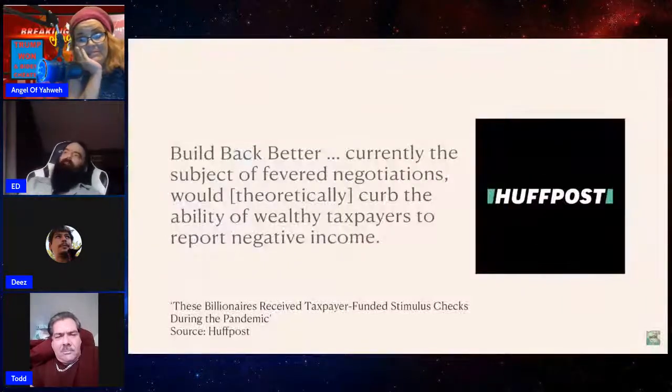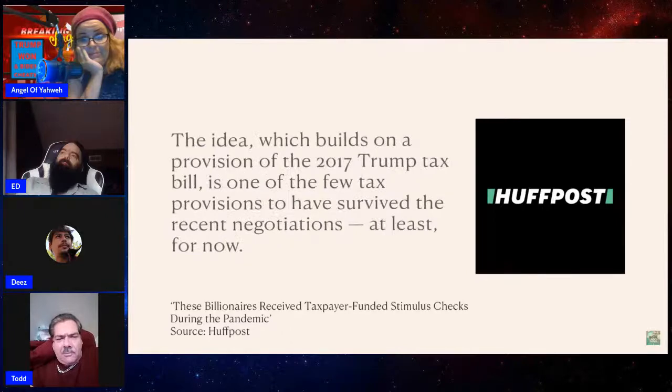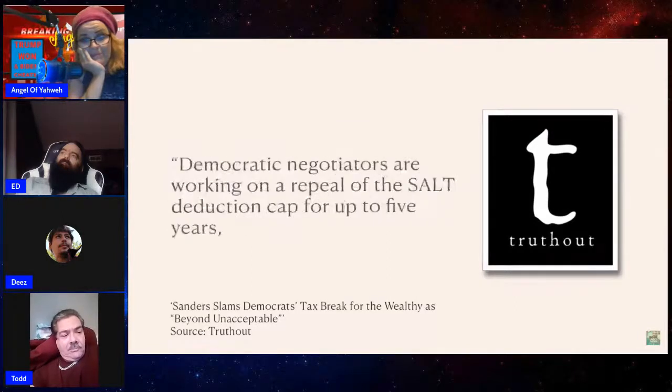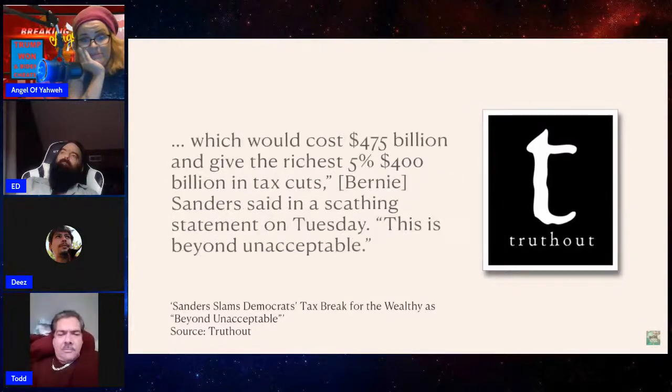Build Back Better, currently the subject of fevered negotiations, would theoretically curb the ability of wealthy taxpayers to report negative income. The idea, which builds on a provision of the 2017 Trump tax bill, is one of the few tax provisions to have survived the recent negotiations, at least for now. However, Democrats are currently considering including a tax break for the wealthy in the reconciliation bill. Democratic negotiators are working on a repeal of the SALT deduction cap for up to 5 years, which would cost $475 billion and give the richest 5% $400 billion in tax cuts.